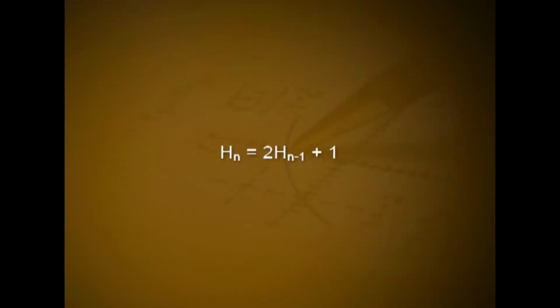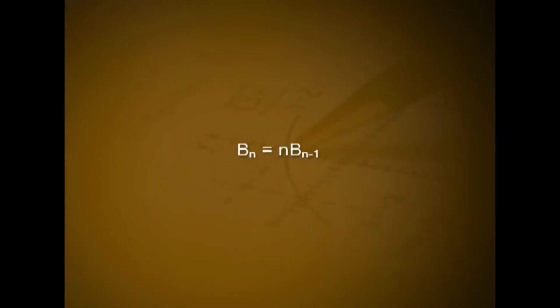Example 8. The recurrence relation A_n = A_{n-1} + A_{n+1}^2 is not linear. The recurrence relation H_n = 2 H_{n-1} + 1 is not homogeneous. The recurrence relation B_n = n B_{n-1} does not have constant coefficients.